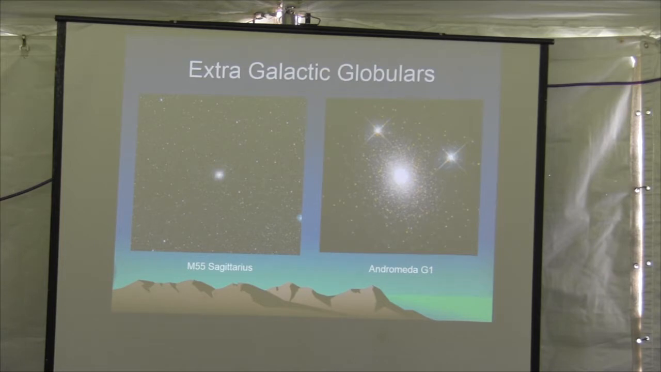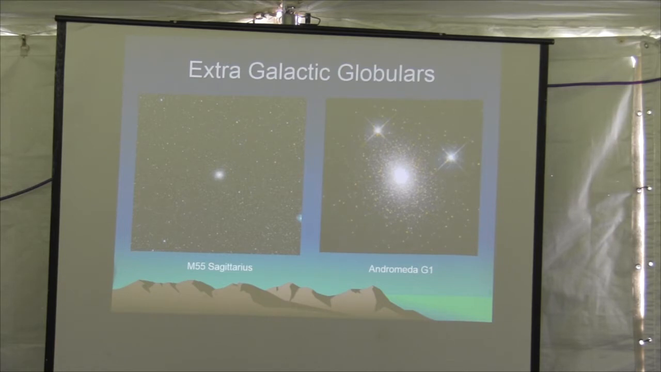Like we were talking about M55, another really nice picture of M55 in Sagittarius. You can see it's extremely concentrated. Now, we were talking about extragalactic globulars.